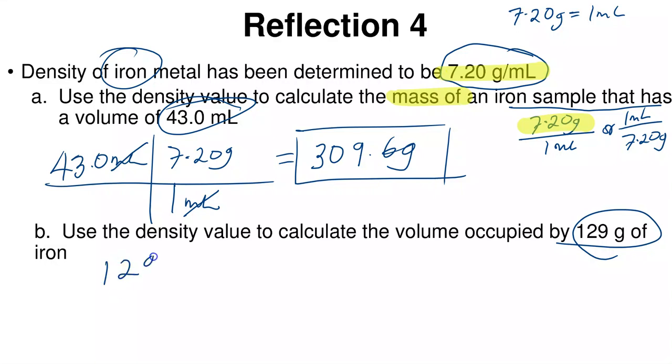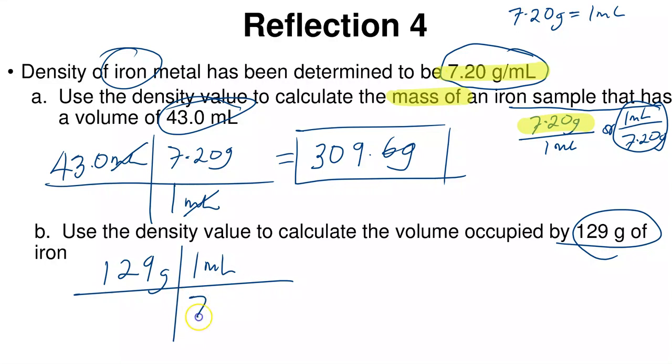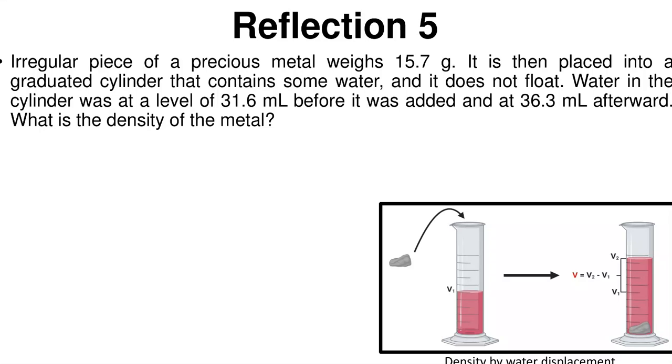So what are we going to do? We start from the mass we were given again. We'll now look for the conversion factor. Since we're looking for the mils, the volume, we're going to use this conversion factor. So what we're simply going to do is 1 mil on top and then 7.20 grams. This will cancel this. So when you divide 129 over 7.2, you're going to get about 17.9 mils or milliliters of iron will occupy the space of the mass of 129 grams of iron. All right. We now go to another important thing.